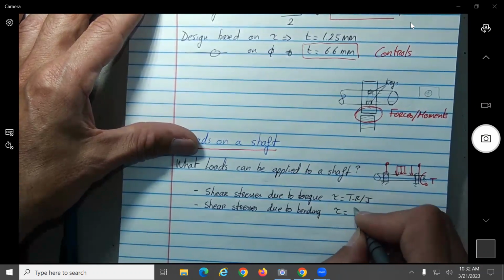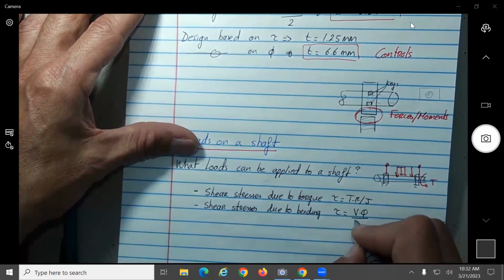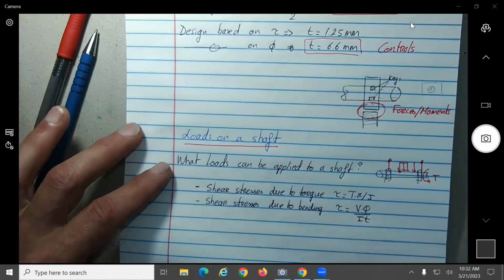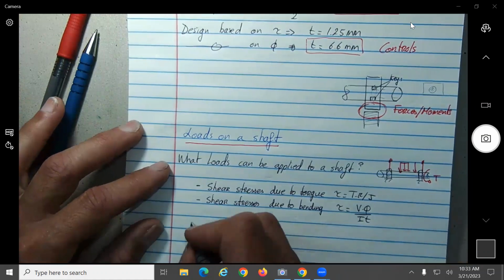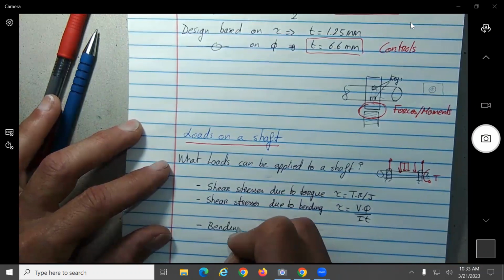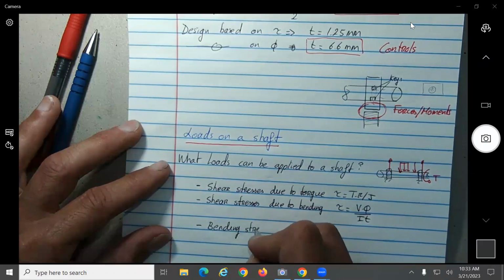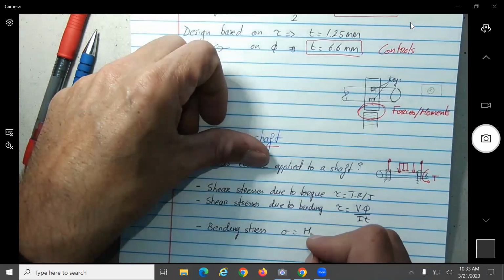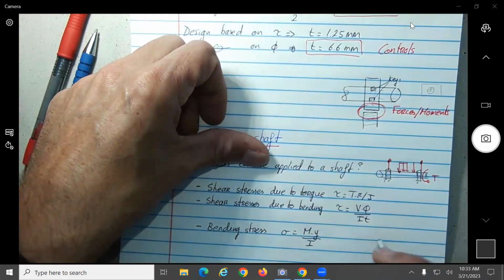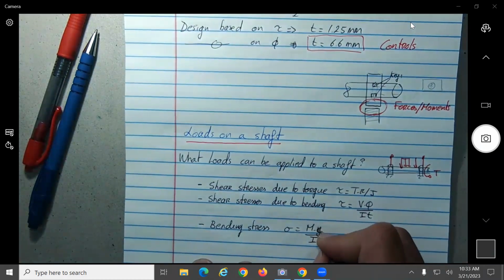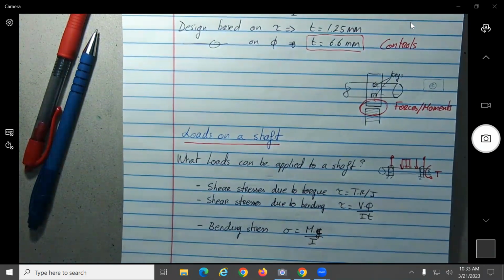And if it's due to bending, what will be the equation? VQ over IT. And if there is bending, what does that mean? You can also have bending stress. That should be equal to what? Let's just do the simple equation. We know it can be more than one, but it will be MC over I. I mean, you should know what this means, no?